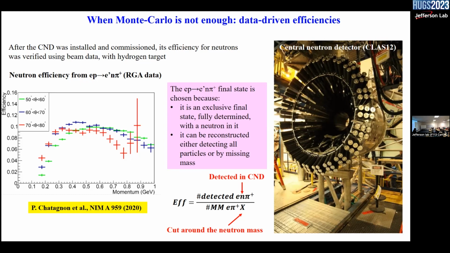And it's plotted for different angular beams and momentum beams. So we chose this final state because it's fully determined. It has a neutron, and you can reconstruct it both with the missing mass technique or with the detected neutron.